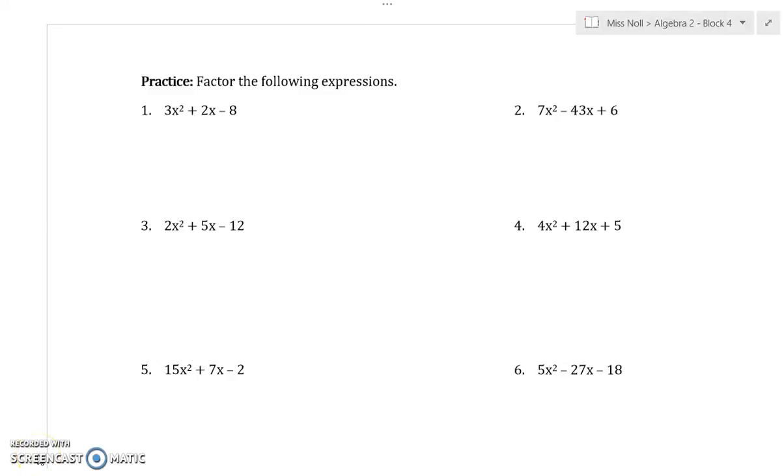Okay, so please turn to this page and we'll do a few practice problems of these, and then I'll let you work on things independently or with your neighbor.